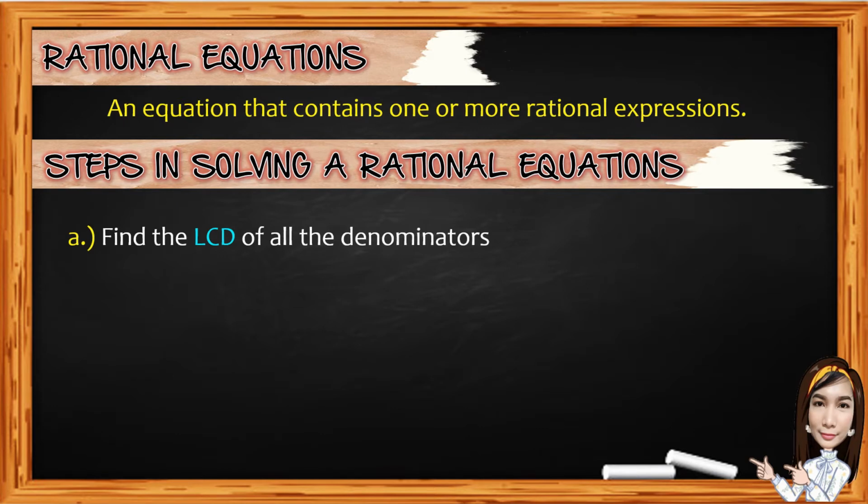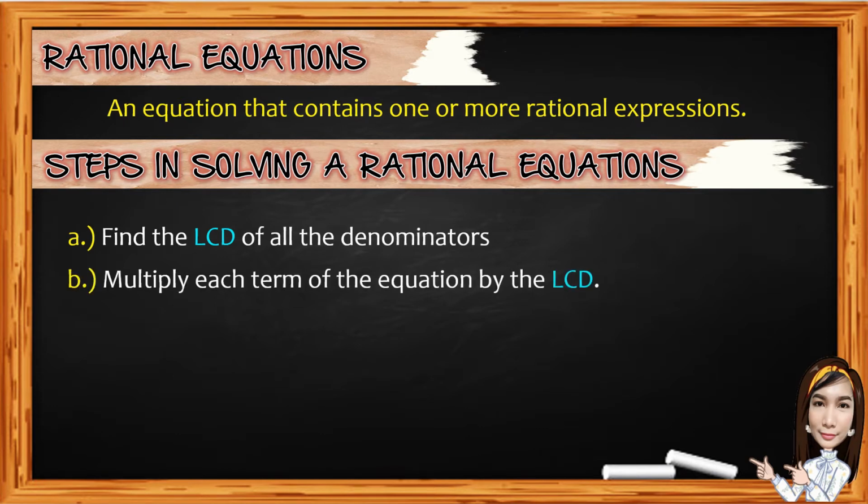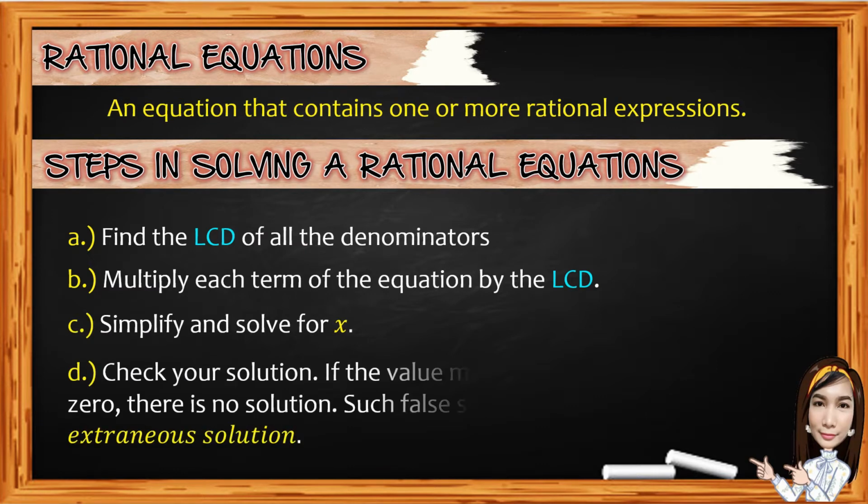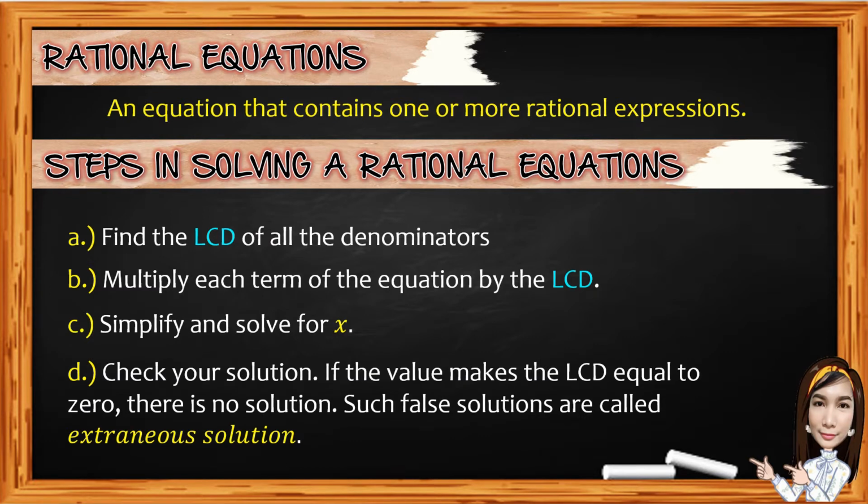First, find the LCD of all the denominators. Second, multiply each term of the equation by the LCD. Third, simplify and solve for x. And last, check your solution. If the value makes the LCD equal to 0, there is no solution. Such false solutions are called extraneous solutions.